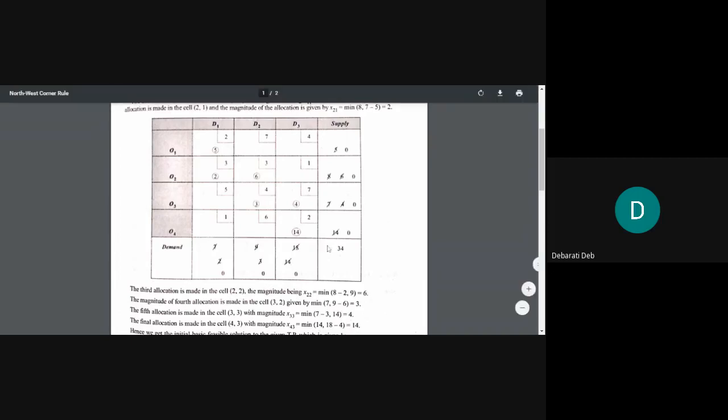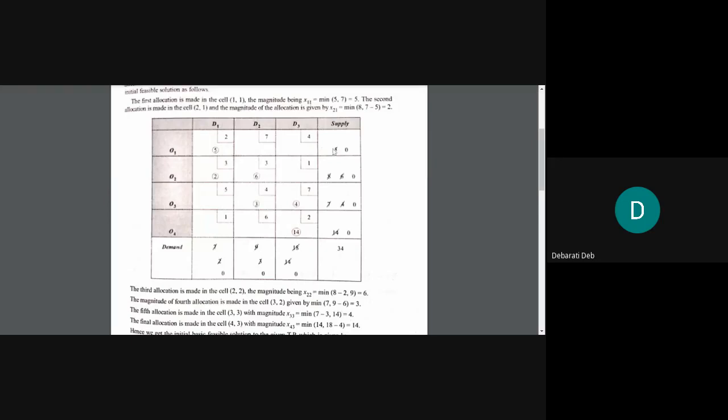Okay, so out of 5 and 7, the lowest one is 5. So you will allocate 5 in this box and put a circle. Once you put a circle on this 5, then you strike off 5 because this is gone. You have accumulated this supply unit. You strike off and write a 0. In the supply side, you have taken 5, so you strike off 5 and write a 0. From the column side, you have also taken 5.